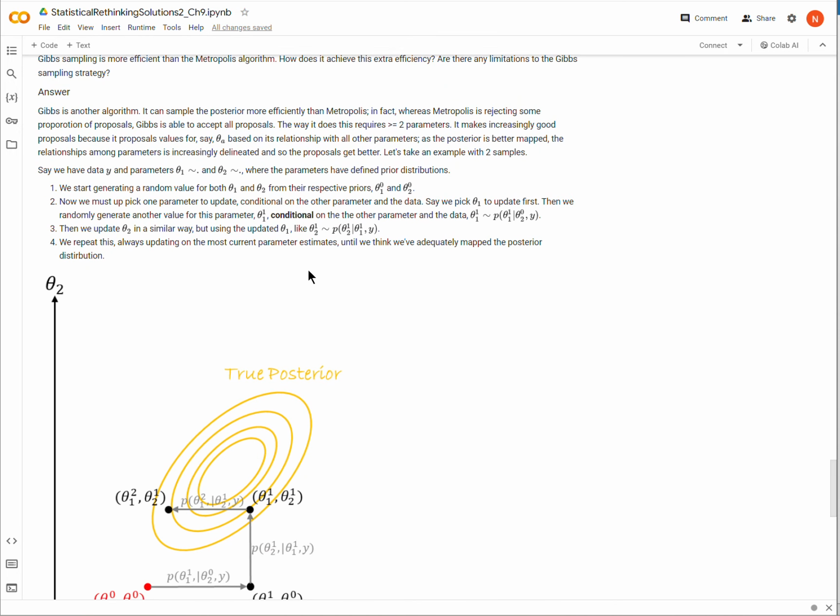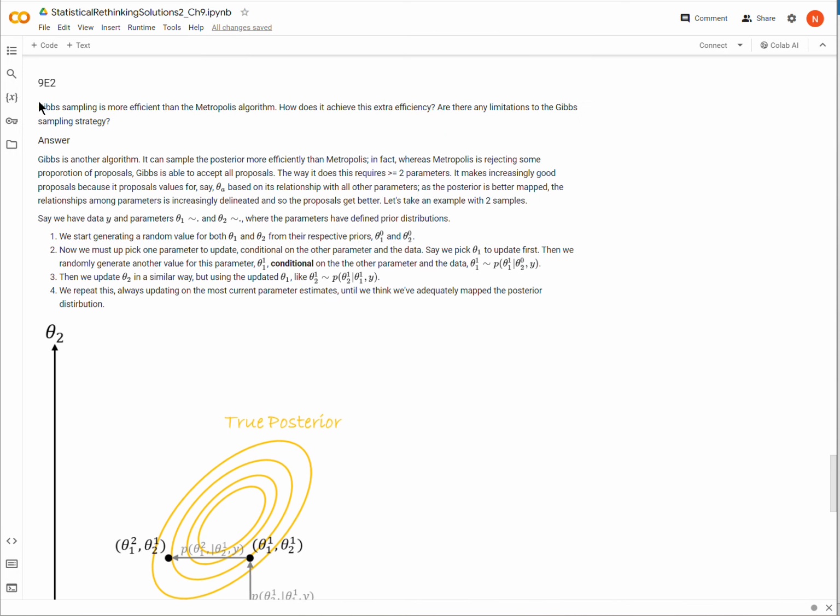So, here's the question. Gibbs sampling is more efficient than the Metropolis algorithm, which we saw in the first question. How does it achieve this extra efficiency, and are there limitations to the Gibbs sampling strategy? Well, we need to know a little bit about Gibbs to answer this. Gibbs is just another sampling algorithm, and it is in fact generally more efficient than the Metropolis algorithm.